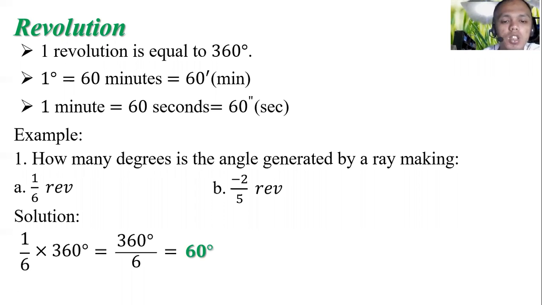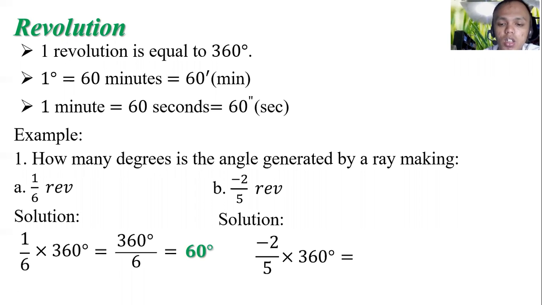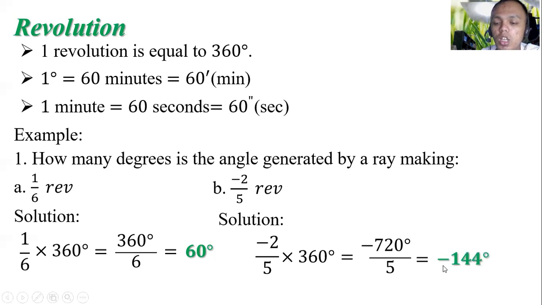Now how about this one? Negative 2/5 revolution. What is the degree of negative 2/5 revolution? Again, just multiply by 360 degrees. Negative 2 times 360 is negative 720, divided by 5. That would be equal to negative 144 degrees.